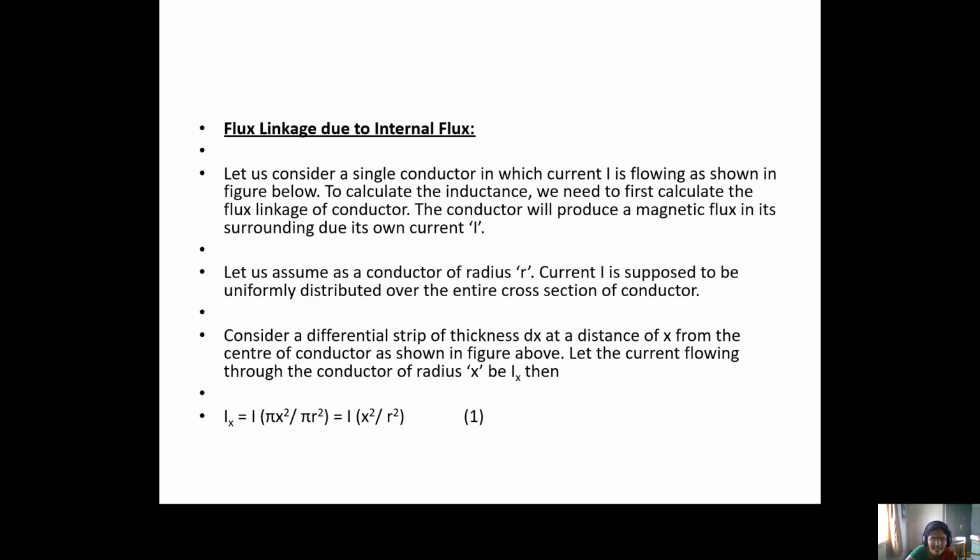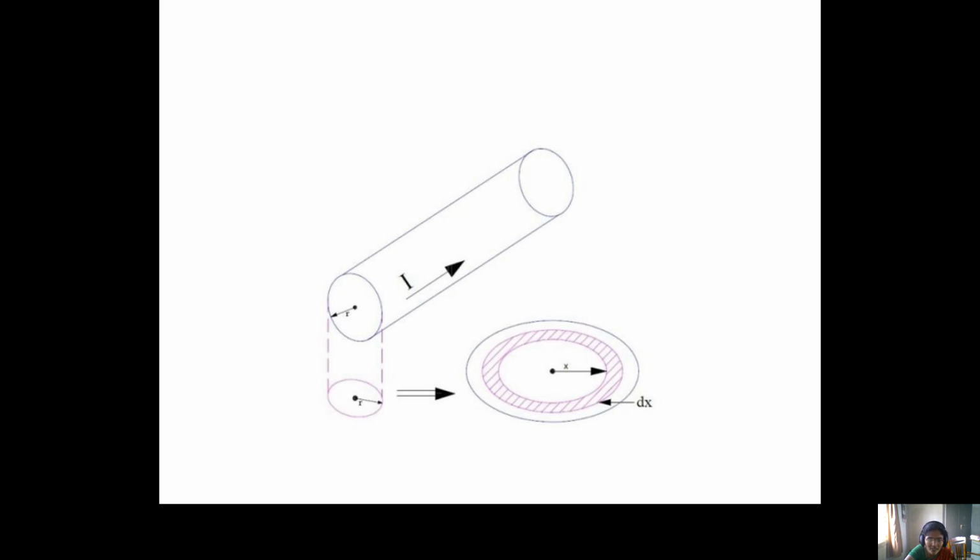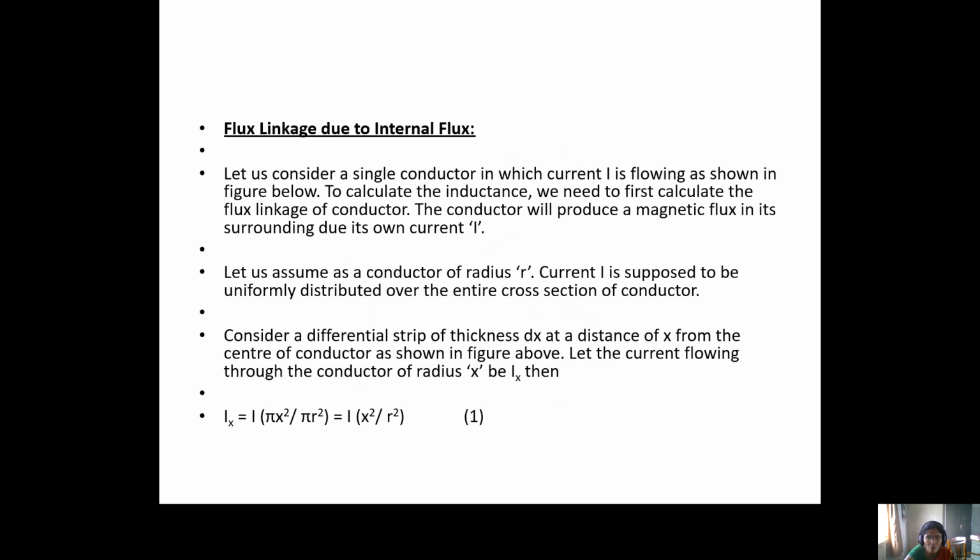Here, let us assume a conductor of radius R. Take one conductor; that conductor radius will be assumed R. The current I is supposed to be uniformly distributed over the entire cross section of the conductor.